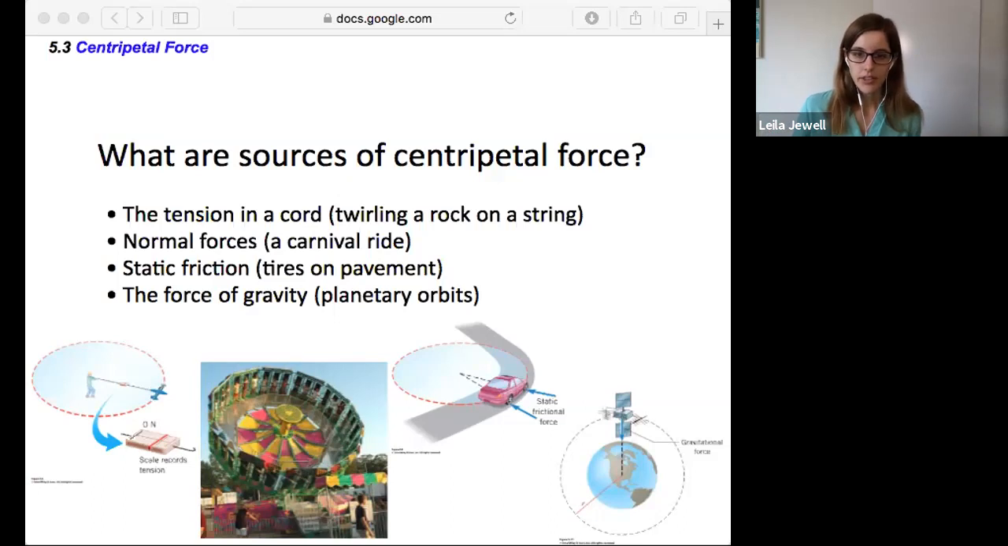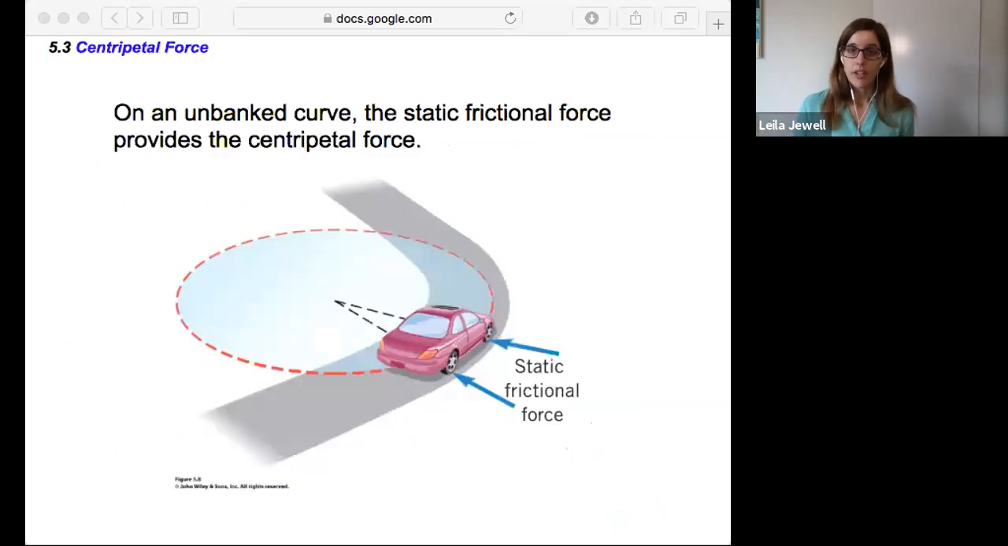Now I want to take a closer look at this static frictional force that allows you to turn your car. So if you have an unbanked curve, just a flat road that has a turn in it, the static frictional force provides the centripetal force. So what does that mean? Well, it means that if you can imagine, for instance, if the road was icy, there wouldn't be any friction there. And then you could turn your wheels and your car would not turn, right? It would just keep traveling in a straight line, which can be very scary. So we're very glad to have static friction here that allows your tires to grip the pavement and not slide across them so that you can then turn the car.